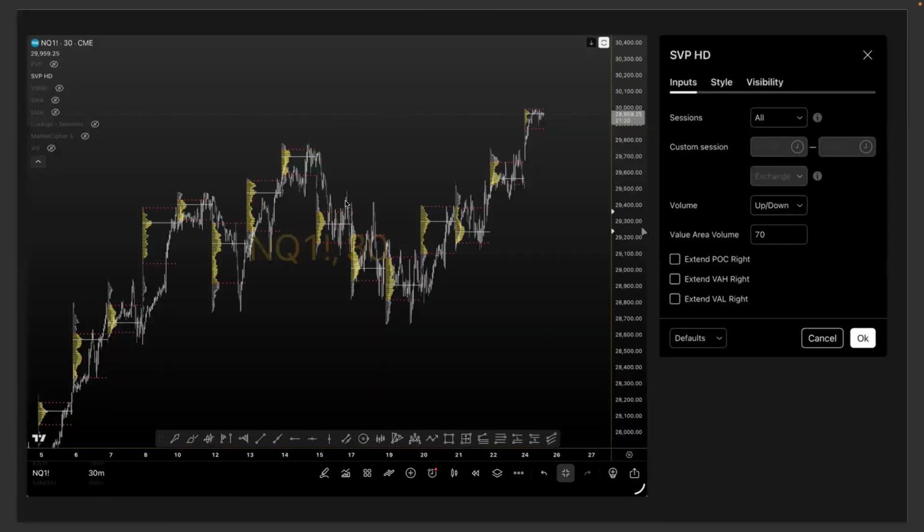It looks something like this. Again, those are my settings here. You can extend the POC or the value areas to the right. So every untouched point of control will be extended to the right, and those are also called naked points of control. I use that one on a weekly time frame. So when I mark the weekly volume profiles, then I have those points of control extended to the right.